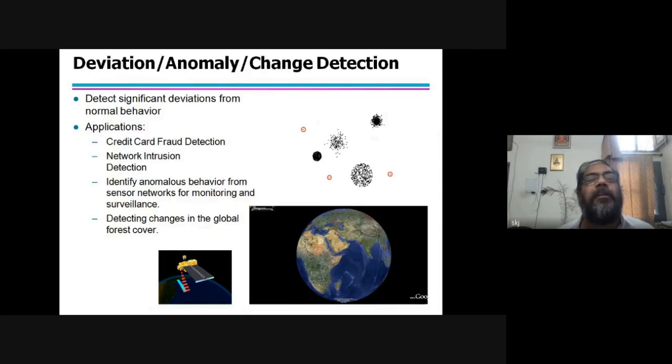This is another example, deviation anomaly detection. Some applications: credit card fraud detection, network intrusion detection, identify anomalous behavior from sensor network.